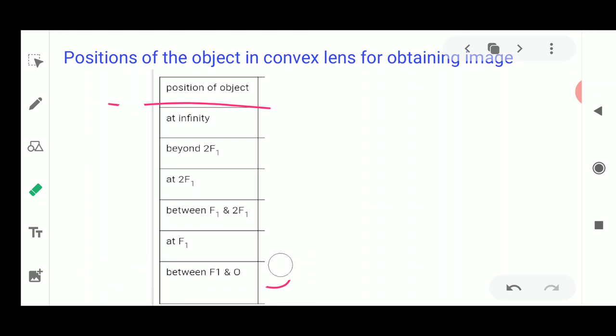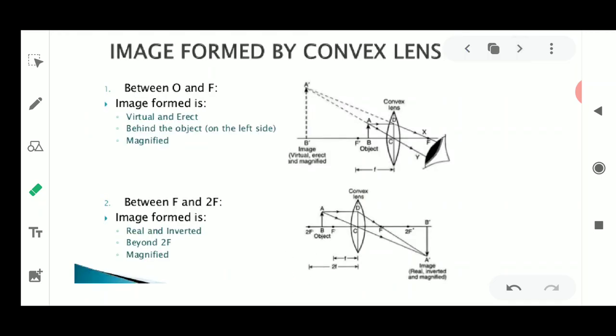Now we'll move on to the first image formation shown in this convex lens. It is just a demo of the image formations, meaning I have taken only these 2 images, and then we'll discuss all these image formations in detail. The first image formation is of the object which is placed between the optical center and the focus.